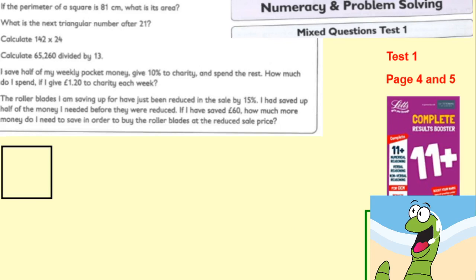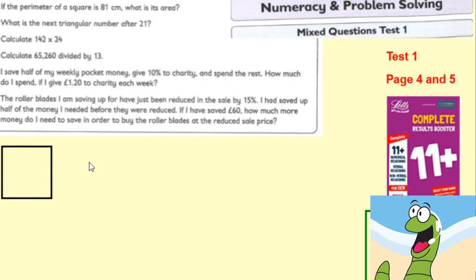Okay, question 8. If the perimeter of a square is 81 centimeters, what is its area? You need to remember that perimeter is all the way round. The area is what's in the middle, so the area is all this space here. Sorry, the perimeter is 81 centimeters. That means if we add that and that and that and that all together, it equals 81.